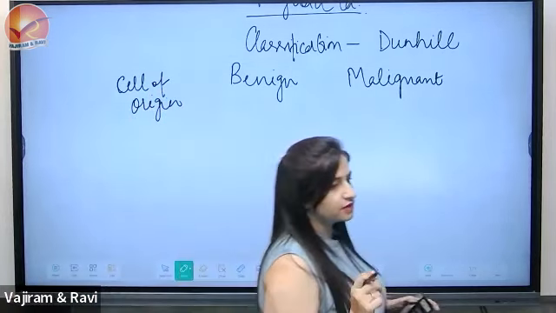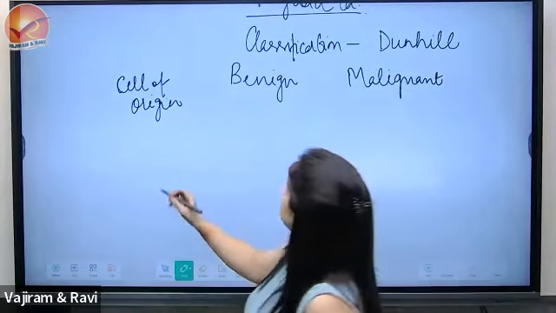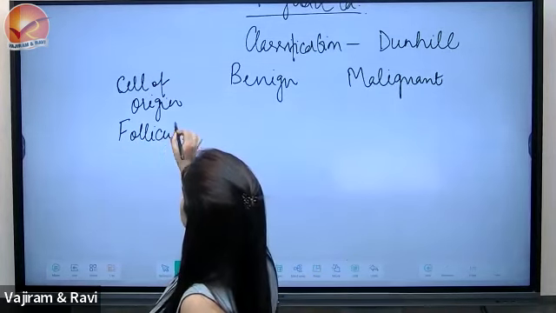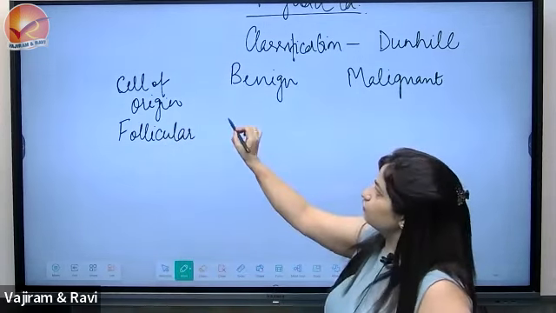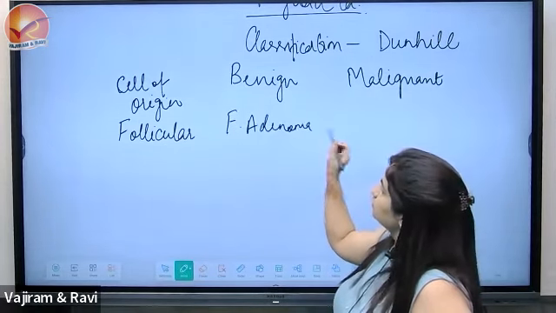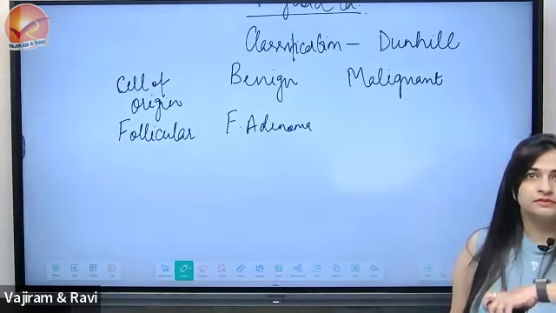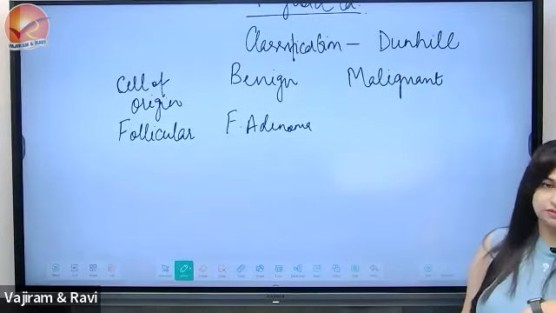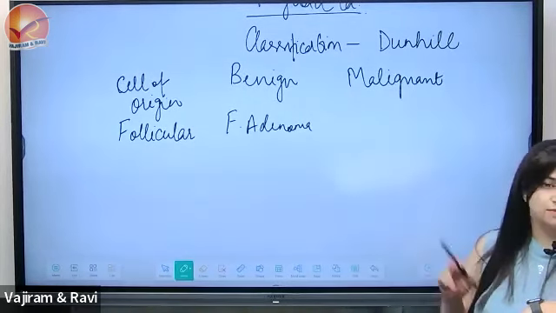cell of origin, from where this carcinoma is arising. So first cell of origin is follicular cells. So the follicular cells of thyroid will give rise to follicular adenoma. What else? In malignant, what will be the malignant one? Follicular carcinoma. Okay, which is the most common one first? Arising from the follicular epithelium, the most common carcinoma.